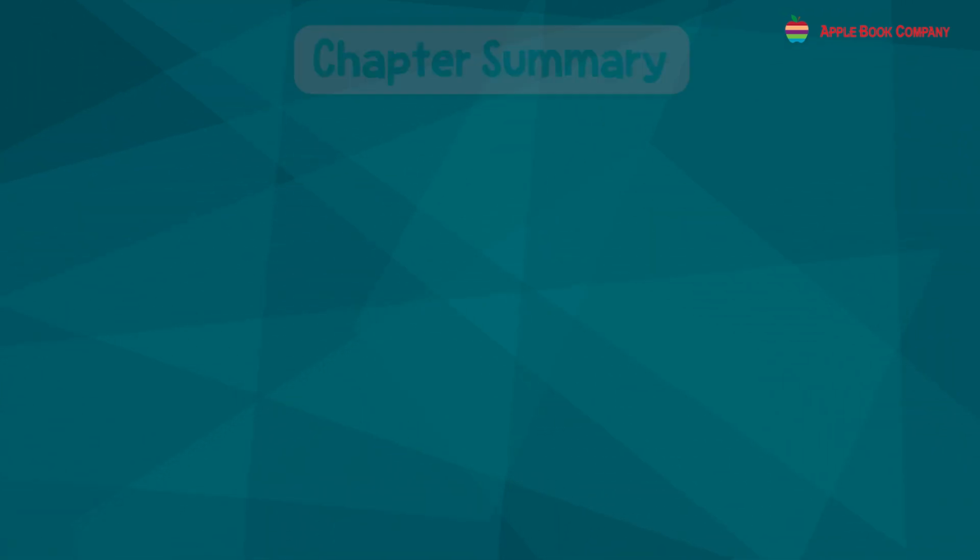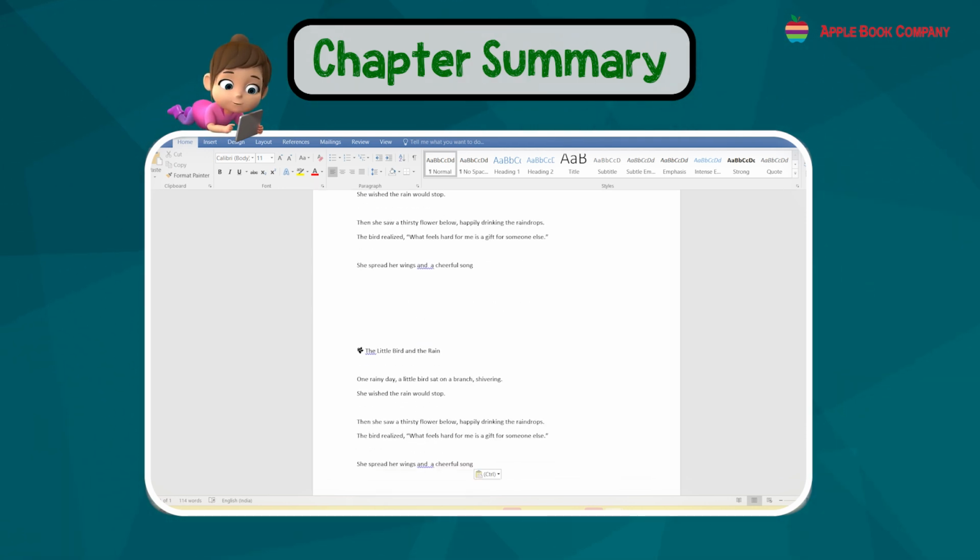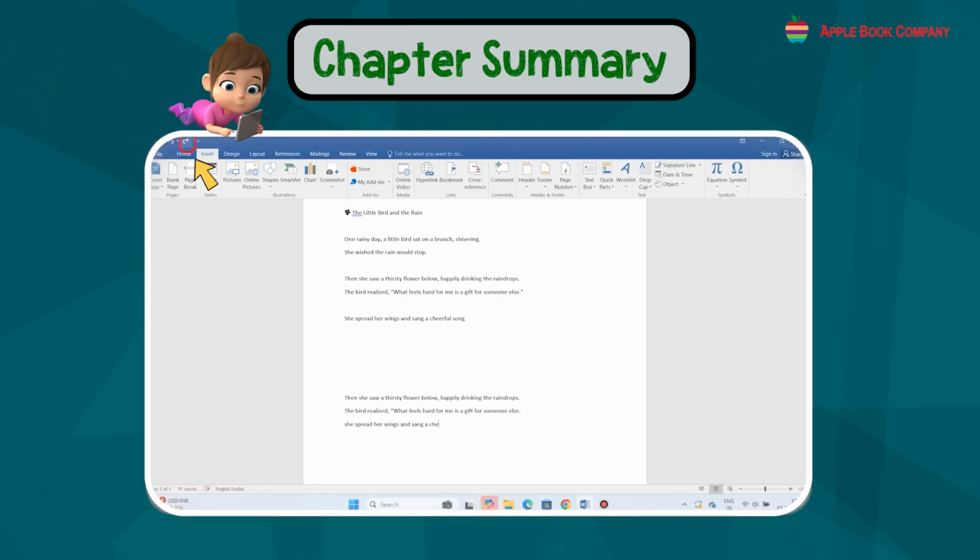Now let's get into the chapter summary. Editing text means making changes to a document. You can insert new text using the cursor. Text must be selected before making any changes. You can delete text using the Backspace or Delete keys. Copying text creates a duplicate, while moving text relocates it. Undo reverses actions and Redo restores undone actions.